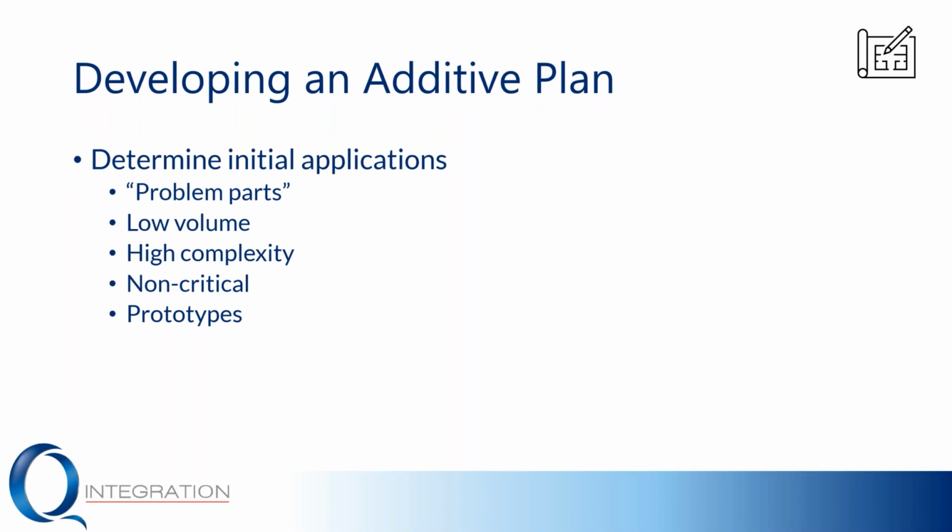That just cause problems. They're oftentimes, and this is all low-hanging fruit for additive in general, low volume parts, high complexity parts, non-critical parts, and prototypes. Anything that's really custom as well. This is all low-hanging fruit for additive, and it's really good to start there because it's really easy to justify implementing additive manufacturing with one of these. And a lot of times those four categories fall into the problem part category because of their inherent nature.